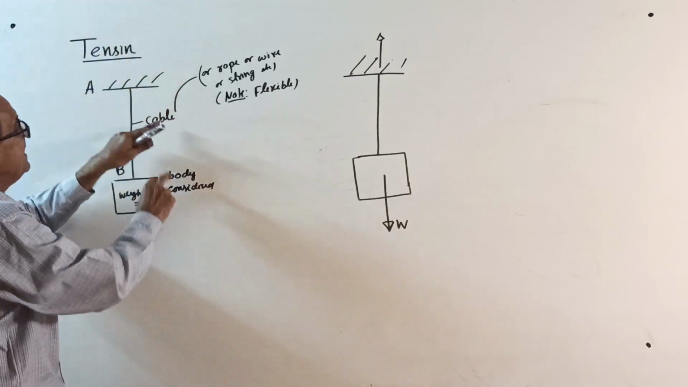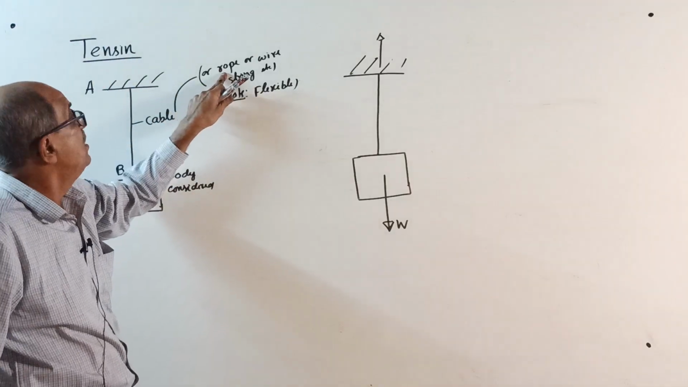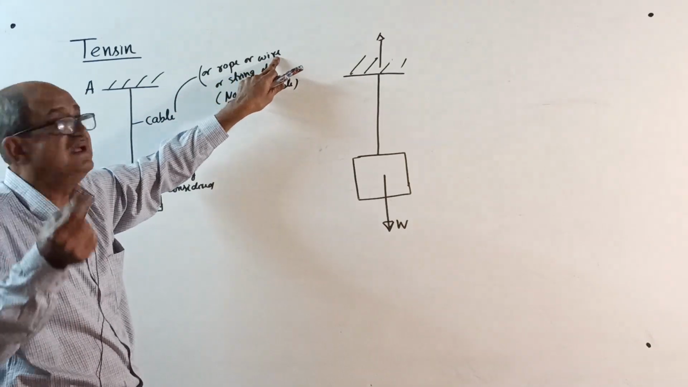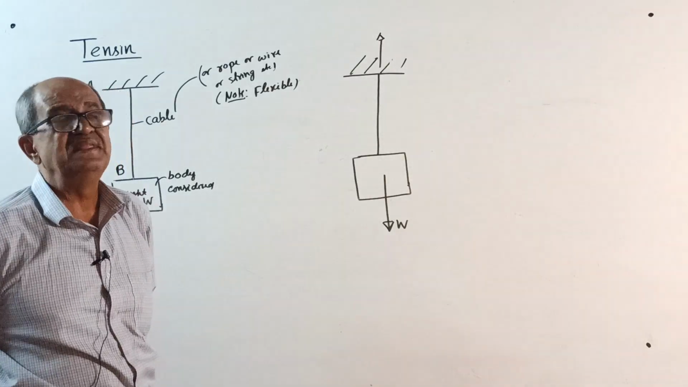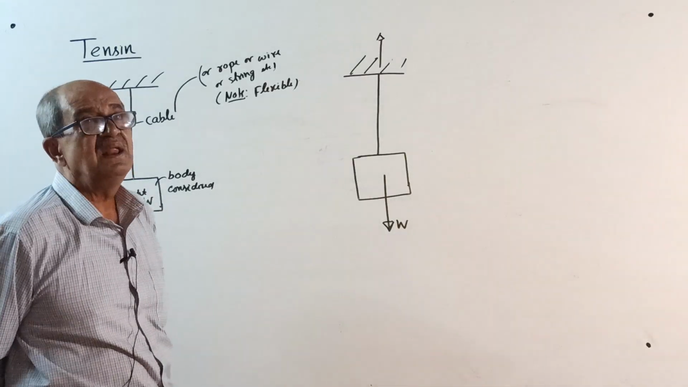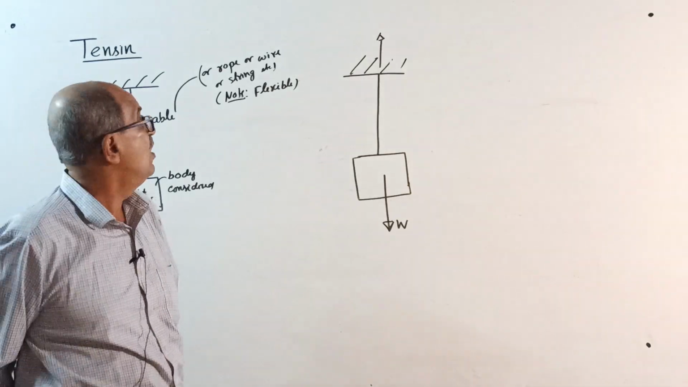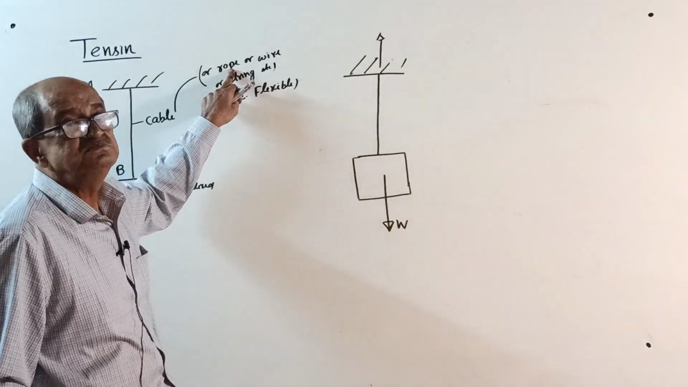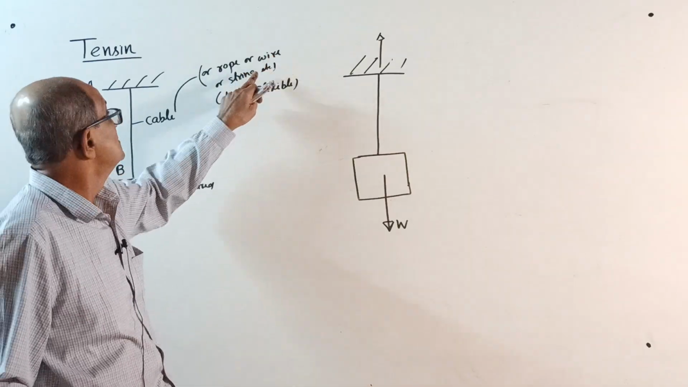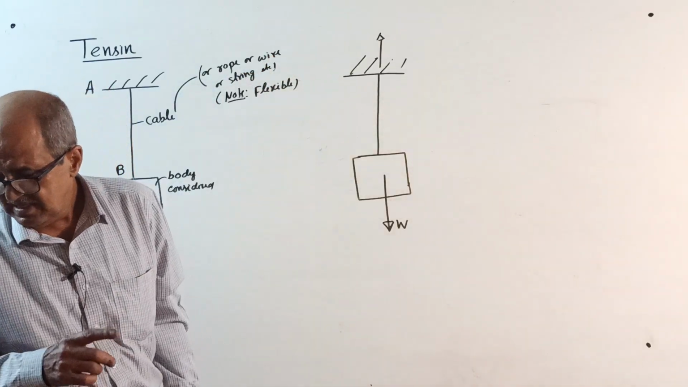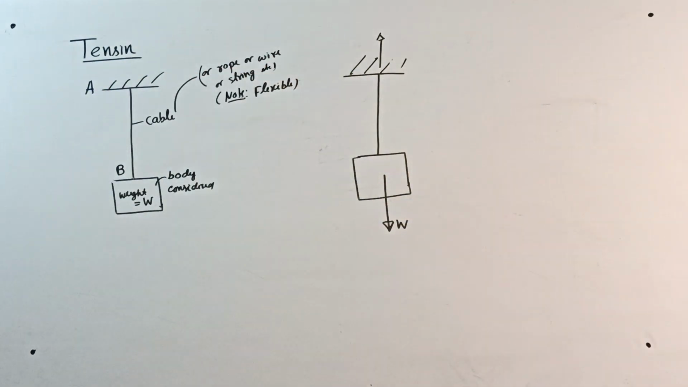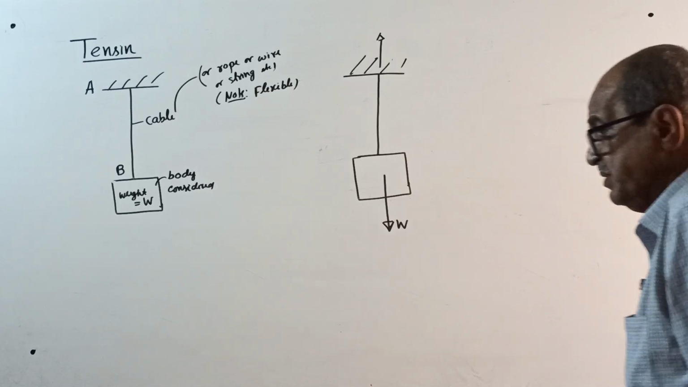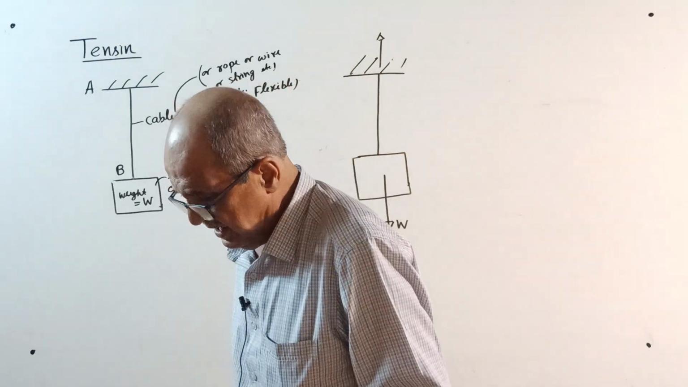See, it can be cable or rope or wire, thick wire or string. So many words are there. Sometimes in examinations they will give you cable, most proper is cable, or some rope or wire or string. Remember, very, very important, this cable, rope or wire, all of them are flexible members. Very, very important.